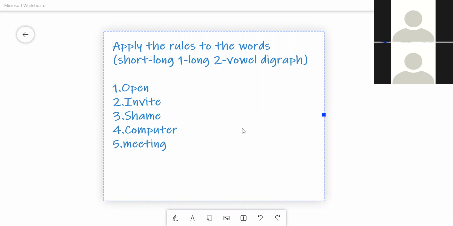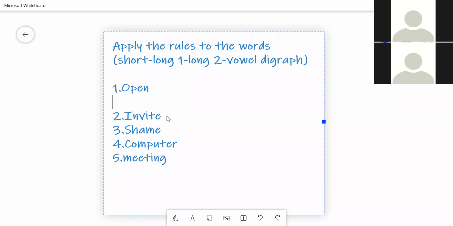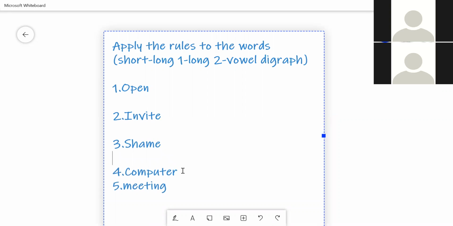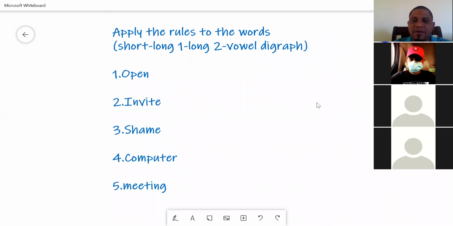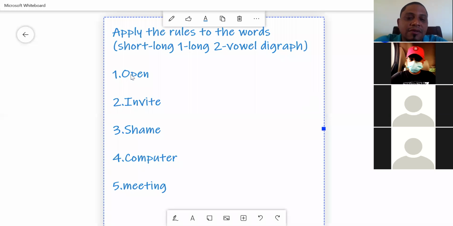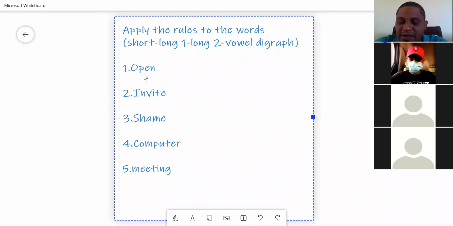Samuel, what did you find for the first one? What did you do on the first one? Tell me. Okay. Now, Samuel, let me ask you one question. How many syllables do you have in the first one? Two, teacher. What is the first one? O. And what is the second one? Pen. Open. Okay, good.